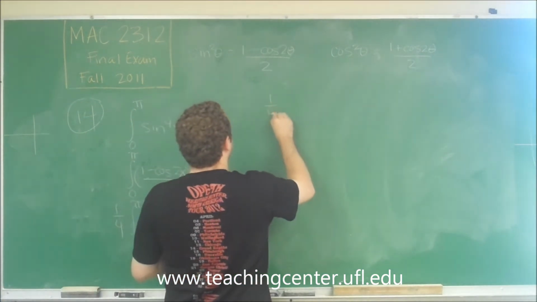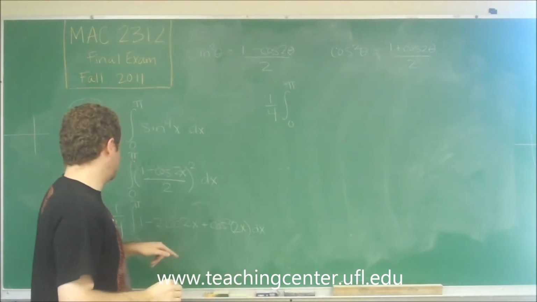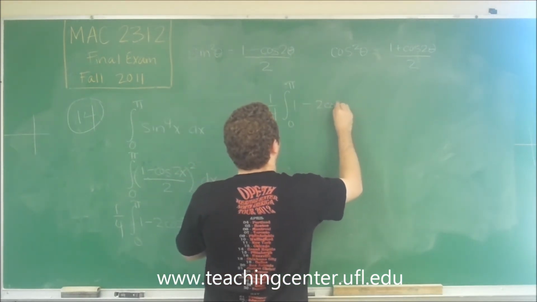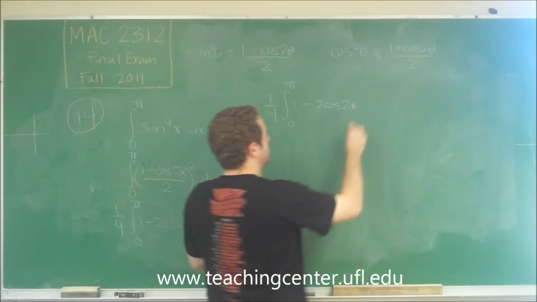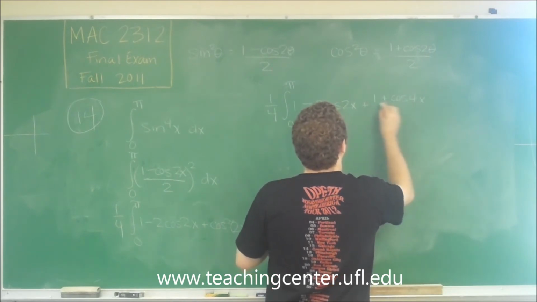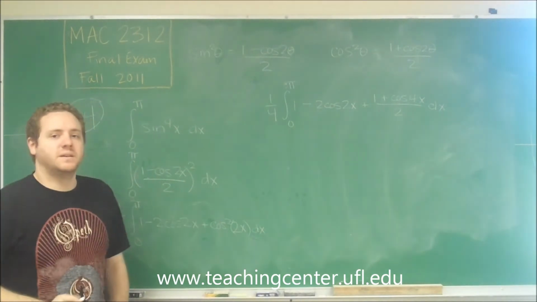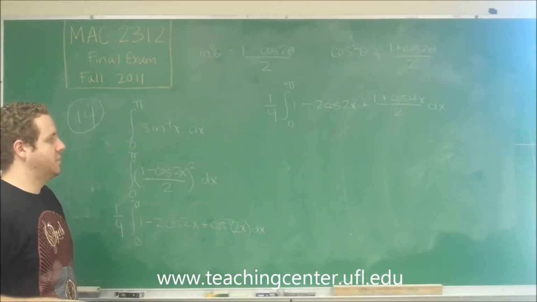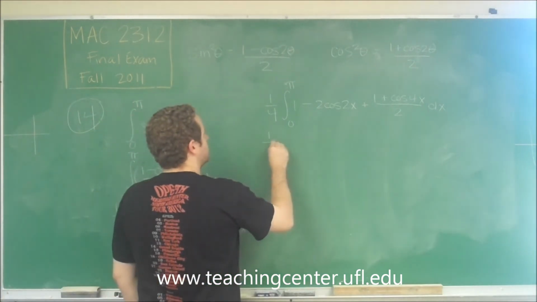So finally, our integral becomes 1/4 from 0 to pi of 1 minus 2 cosine 2x, and this one here is going to be plus 1 plus cosine of 4x over 2. So now everything is at single powers of trig functions, and this can be done a little bit simpler. One last thing I'm going to do is combine like terms before we take the antiderivative.